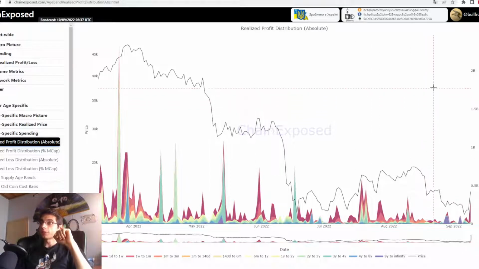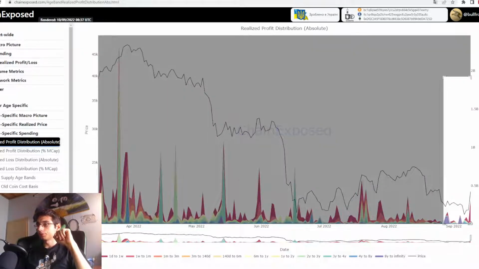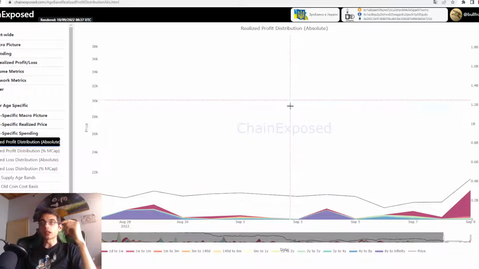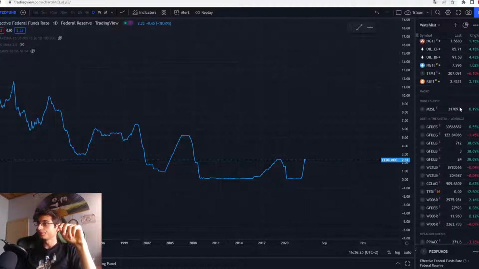Getting into the realized profit distribution, as you see right here, in the last day we had 272 million in take profit from the cohort holding 1 day to 1 week. So the really short-term holders, the speculators remaining in the market, are taking advantage of this short squeeze to get more profit, and they're putting in a resistance right here.